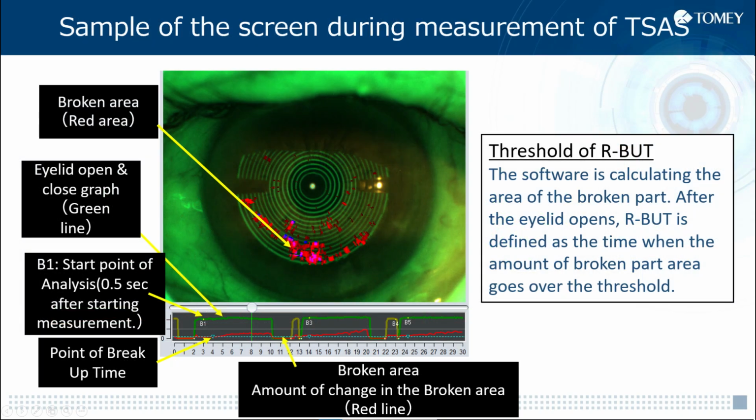This is the screen image during T-SARS measurement. The red or pink colors on the Maya rings show broken areas. And there is a graph under the camera image. The green line means eyelid, and a high green line indicates the eye is opening, and a low green line indicates that the eye is closed. B1 is the analysis start point. The analysis starts 0.5 seconds after measurement starts. A small black inverted triangle indicates the breakup point, which appears when the amount of broken area goes over the threshold. In the graph, the red line shows the amount of change of the broken area.